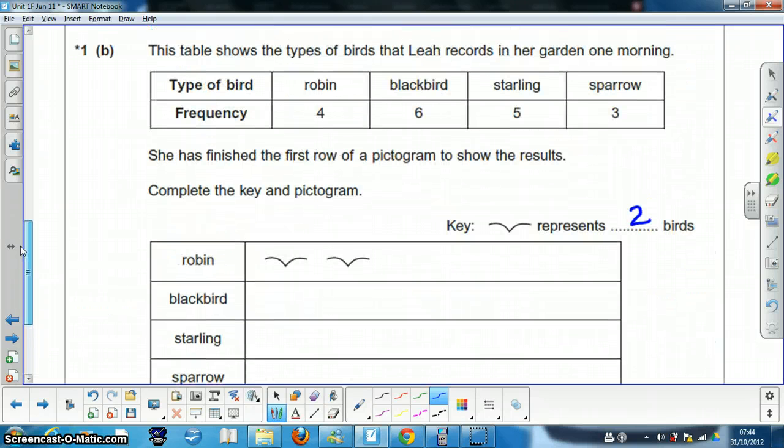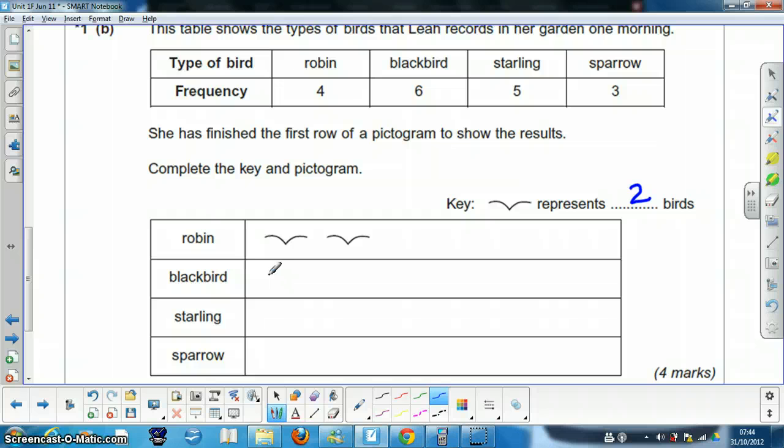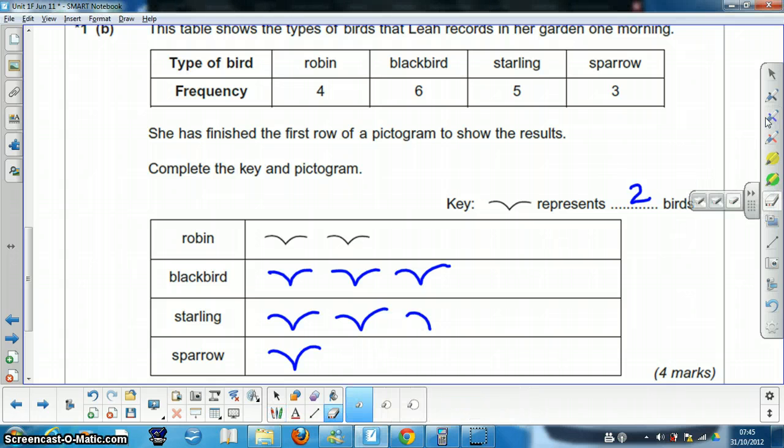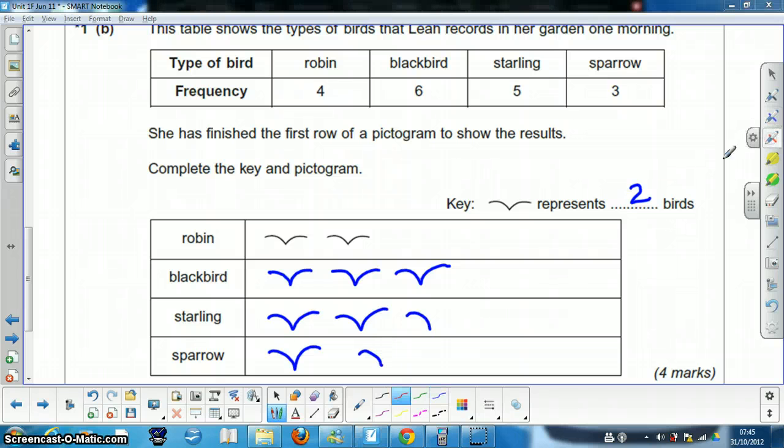And then it asks us to complete it. So for blackbirds there were 6 of them. So we use 3 symbols, because each of these little symbols here, a picture if you will of a flying bird, represents 2. What about 5? Well, we draw 2, that represents 4, and then half of 1. And for 3 we use 1 full one and then a half of 1 again. Whoops, that's not very good, is it? And there were 4 marks here, 1 for that and then 3 for completing the table.